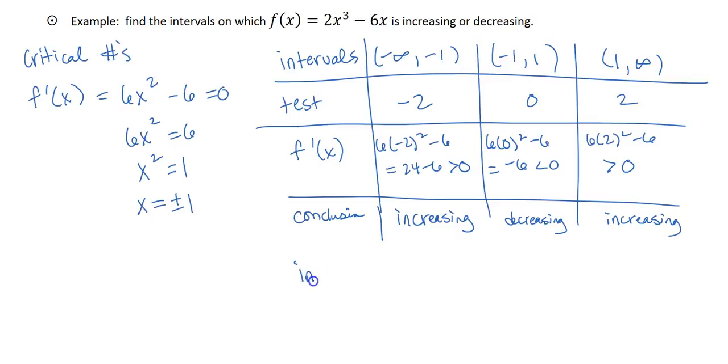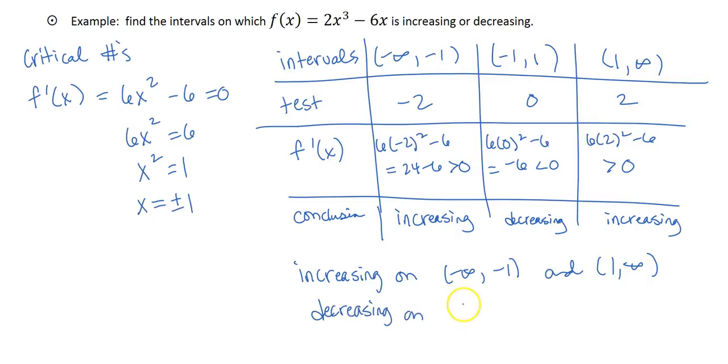But here we would be increasing on the interval from negative infinity to negative 1, and from 1 to infinity, and we'd be decreasing on the interval from -1 to 1. So that would be my answer there.